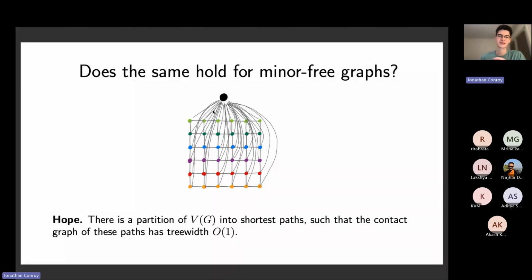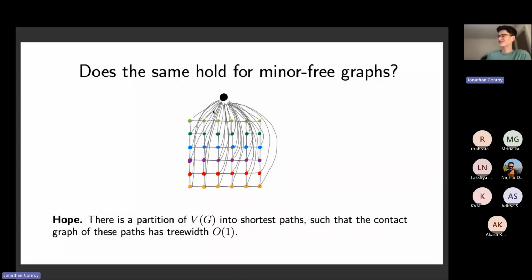So eventually what you want to do is partition this graph into shortest paths. Well, one of those paths can use the black apex vertex. And all the other paths just have to be single edges, basically. They have to have only 2 vertices because these shortest paths aren't allowed to overlap. So essentially, no matter how you do this partition into shortest paths, you're going to end up with a large grid, meaning the contact graph has large tree width.